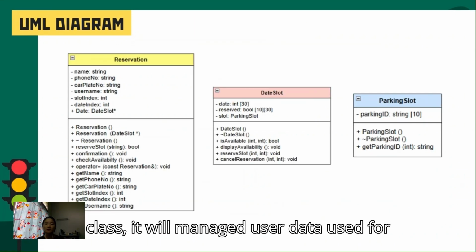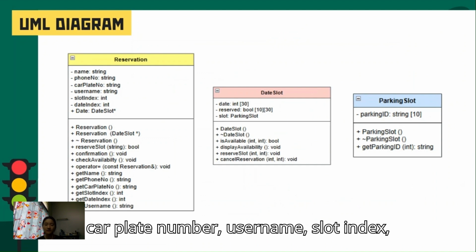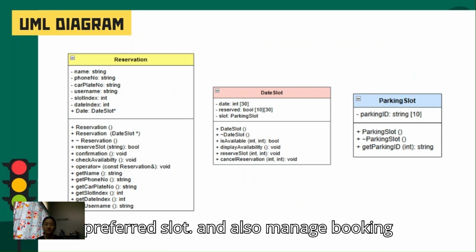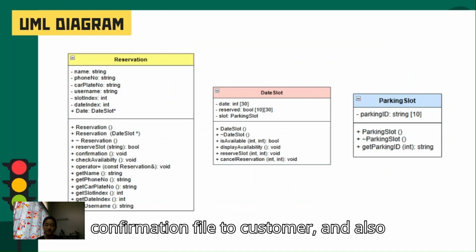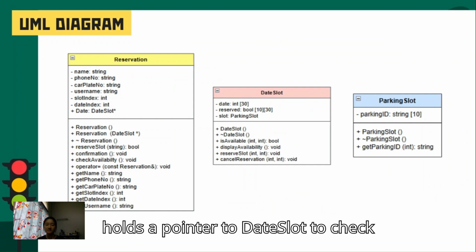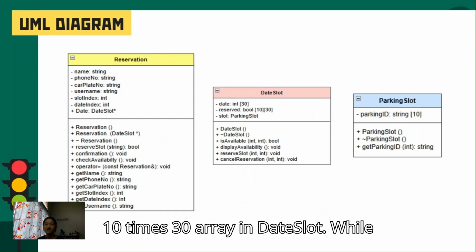For reservation class, it will manage user data used for reservations such as name, phone number, couplet number, username, slot index, and date index that they choose for their booking slot, and also manage booking process such as reserve slot to create booking, confirmation to send confirmation file to customer, and also check availability. Reservation class also holds a pointer to date slot to check availability by accessing the status of the 10 times 30 array in date slot.